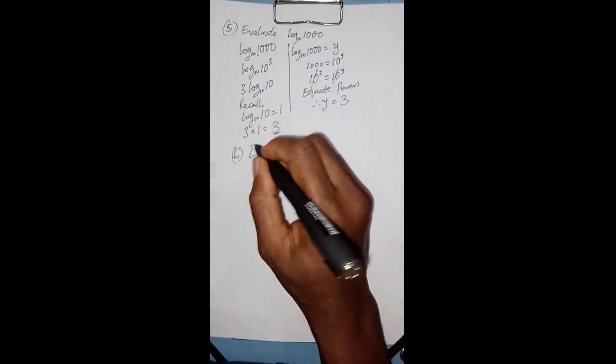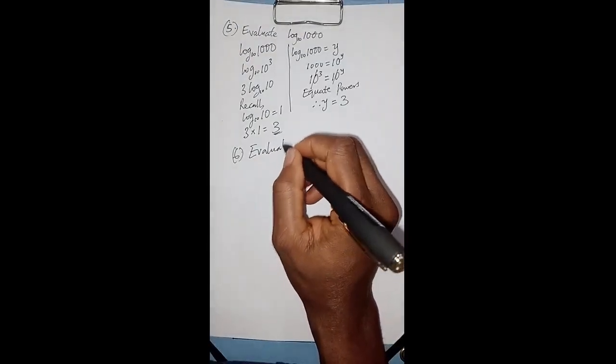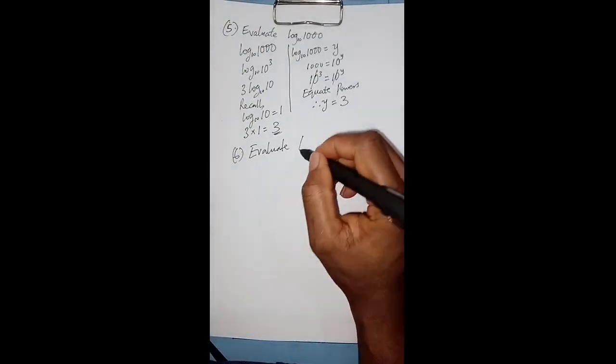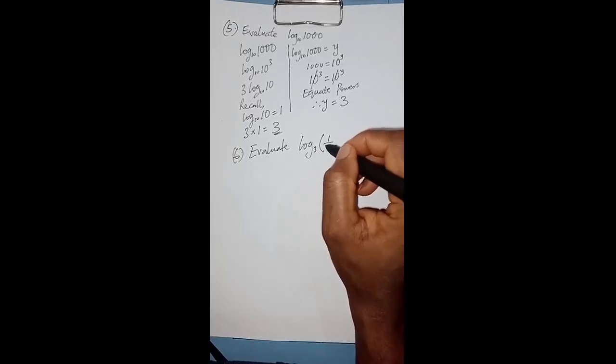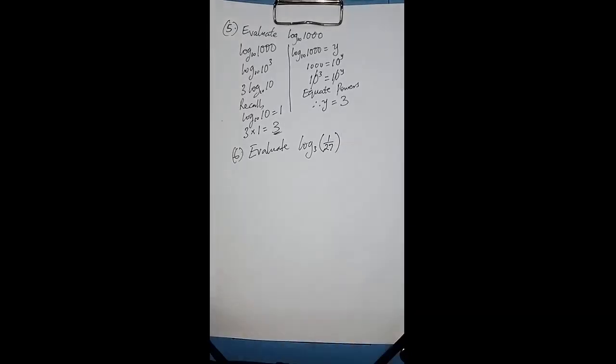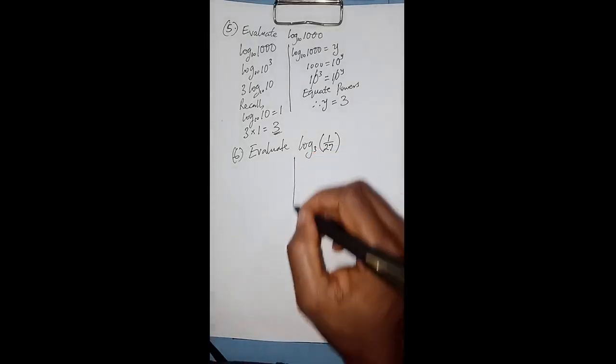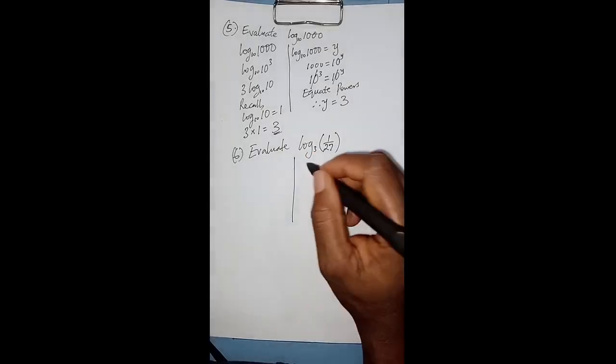Let's look at number 6. Here I'm to evaluate log 1 over 27 to base 3. Now when you see a question like this, at first you're going to be confused. What do I do here? It's still no big deal. It's the same process. Whatever we're going to do will give us the same answer. Nothing will change. Again, I'm going to use the same two methods. Which one is easier for you, you use.